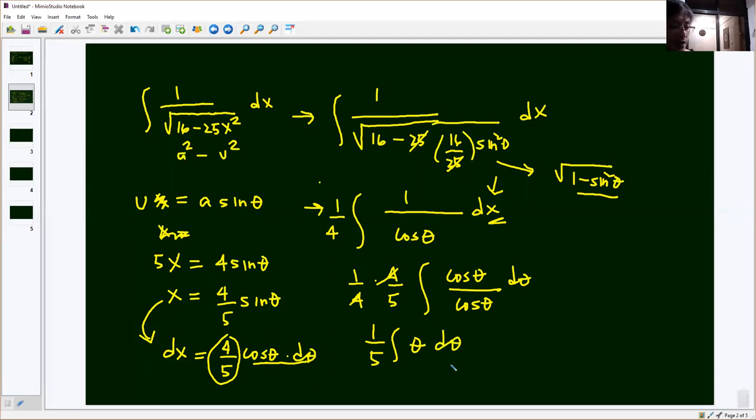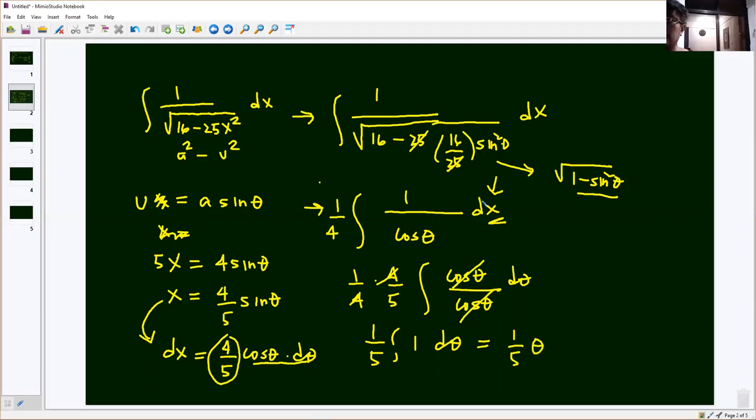And then, ano ang integral ng 1? Sir, integral of 1 siya, sir. Sorry, 1 pala. Okay, so 1 lang to. So, integral ng 1 d theta ay theta. So, that's 1/5 theta.